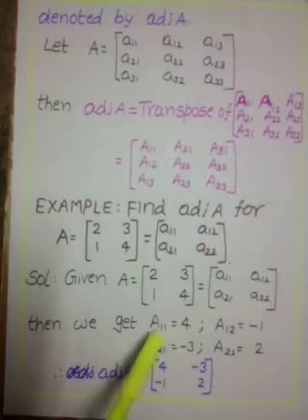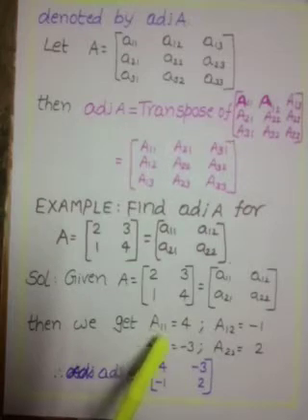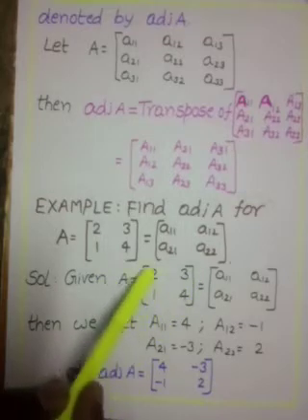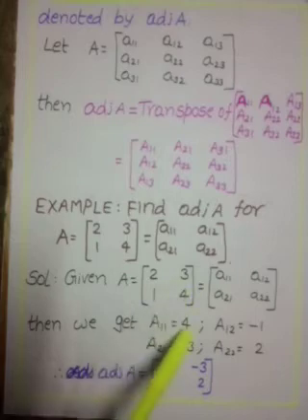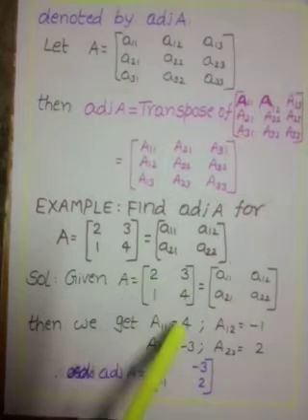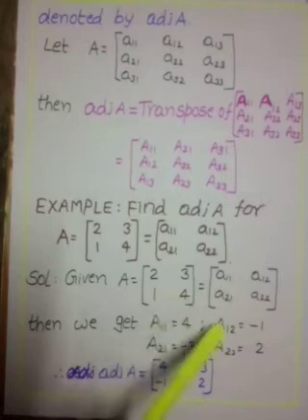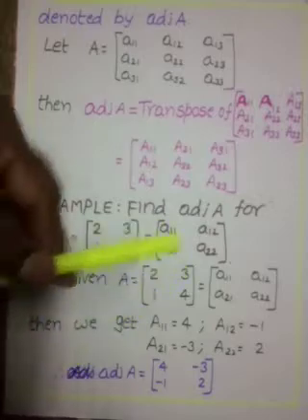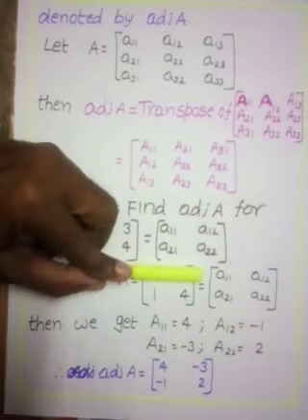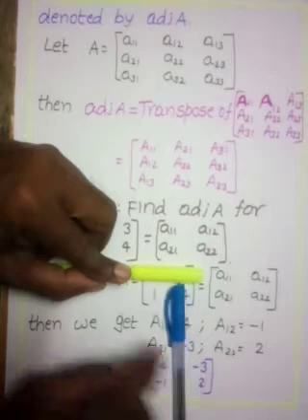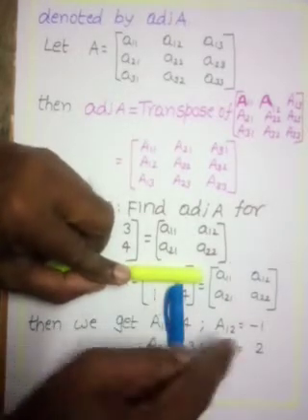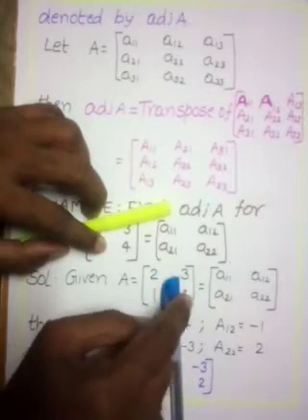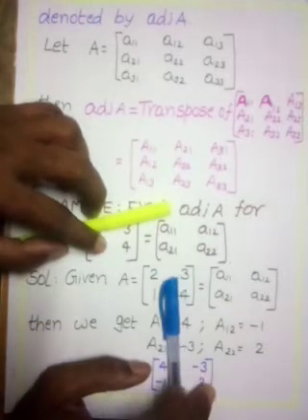What is meant by A11? Cofactor. So I have to close this row and this column. What is the element left here? 4. That is the cofactor of this 2. Now A12. For this element we have to find the cofactor. This is in the first row. Close this row and close this column. What is the element left here? Only 1. So we have to keep minus. That is plus minus minus plus. You have to remember this sign matrix.